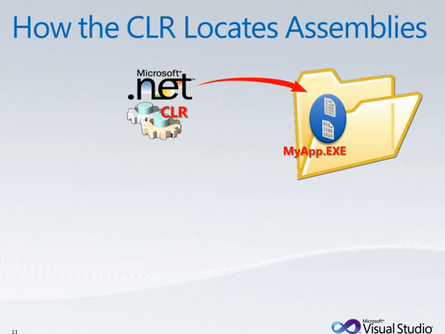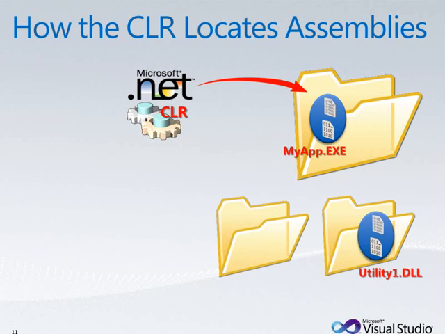The CLR follows a well-defined algorithm for locating assemblies. The simplest scheme involves implementing an application as a set of one or more private assemblies. In this scheme, the .dll assemblies referenced by the application are stored in the same folder as the .exe assembly. If an assembly is not found in this folder, the CLR can look in subfolders that have the same name as the assembly.